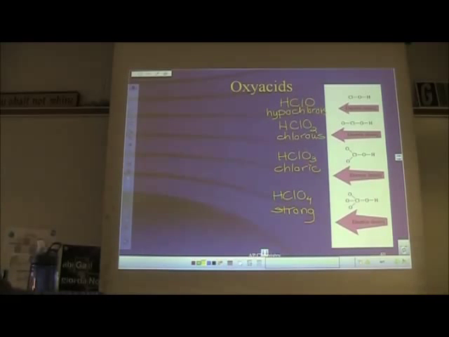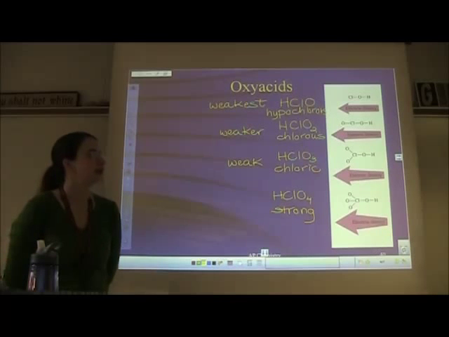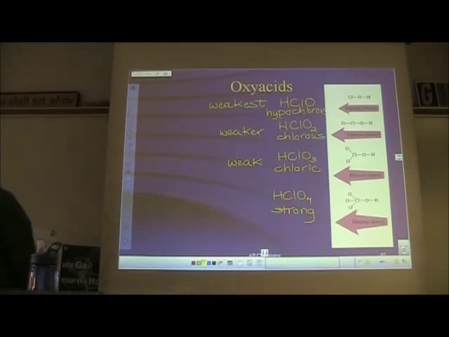If I say that this acid is strong, this acid is weak, weaker, weakest, can you give me a clue as to why we're seeing this trend? Increasing number of oxygens. Okay, that's exactly right. Ladies and gentlemen, the more oxygens there are in an oxyacid, the stronger it will be.